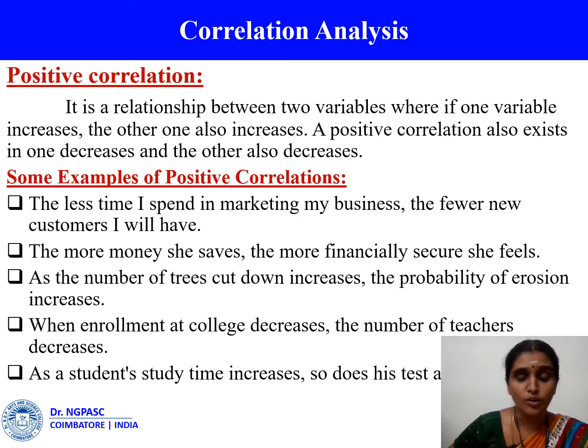When enrollment at college decreases, the number of teachers decreases. As a student's study time increases, so does his test average. Look at these data. In these data, if one is increasing, automatically the next one is also increasing. If one is decreasing, the next one is also decreasing. So there is a positive correlation between them.